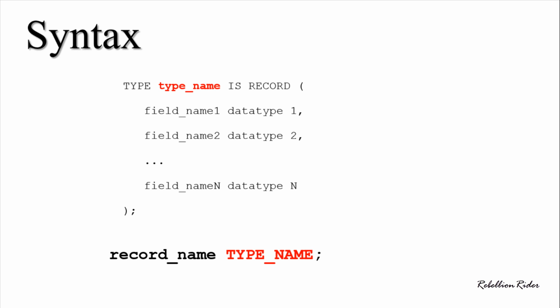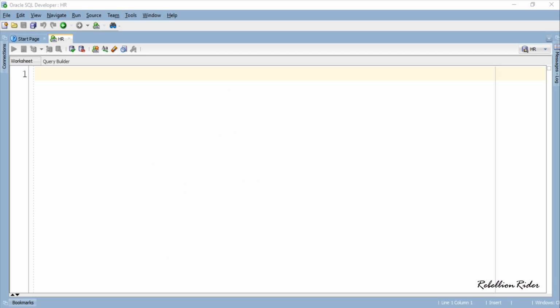So now, as we have understood the syntax for creating user-defined record data type variable, it's time to move ahead and do an example which will help you in understanding the concept more clearly. So let's do the example.